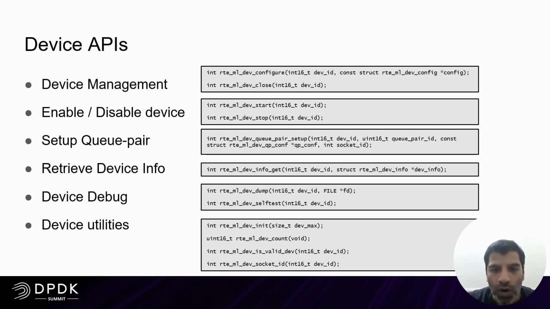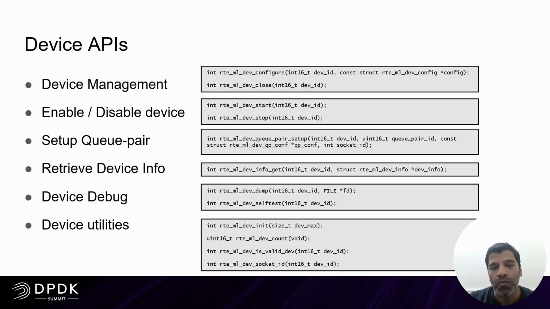Now, rte_ml_dev_info_get is an API to fetch the information related to the device. The information would typically include the maximum number of models supported by the device, maximum number of queue pairs supported, maximum number of descriptors for each queue pair, the maximum number of inputs or outputs that a model can support, and then the number of segments that the device can support for each input or output, and any hardware or software specific alignment requirements that are there for the device.